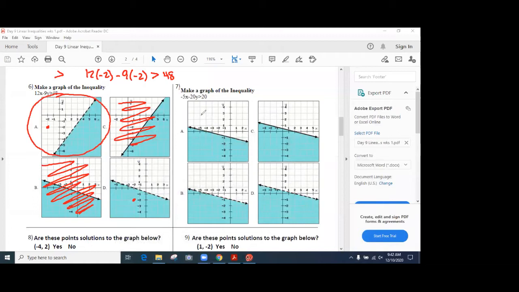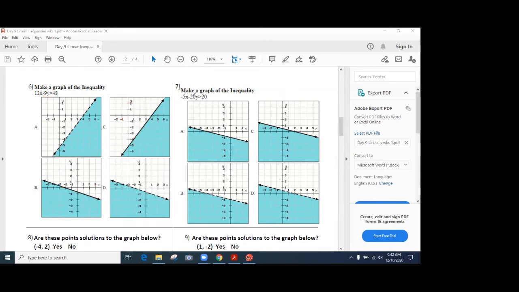Okay, so maybe that one was a little bit more difficult. All right, so let's go to 7. I'm going to clear this real quick. So 6 was A. All right, so 7. Is this solid or dashed? Dashed, so we can get rid of our solids. It does not have an equal to bar, so it's dashed.